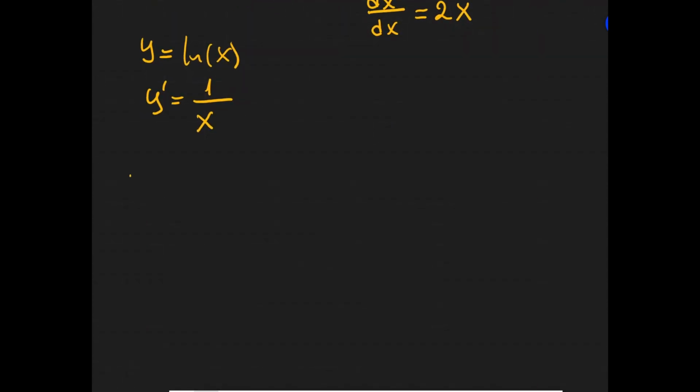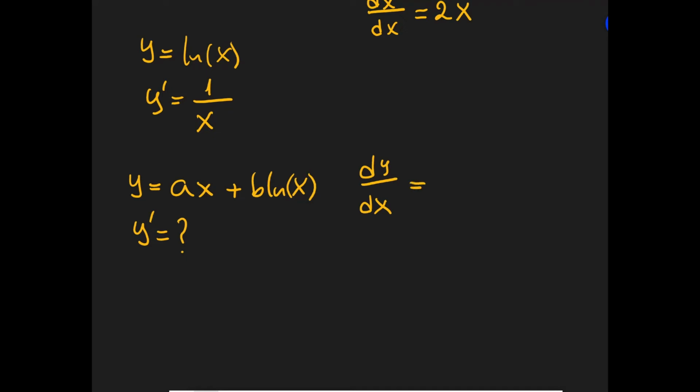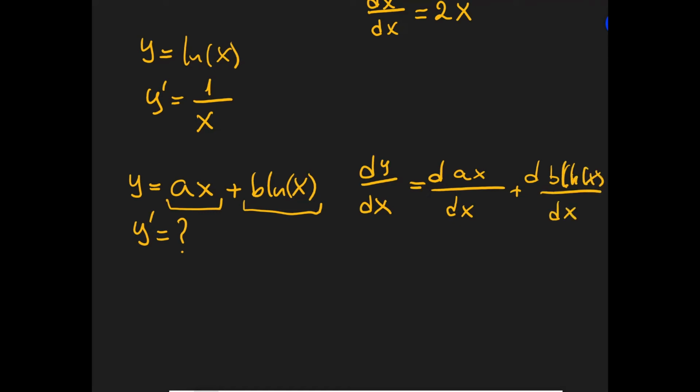Let's assume that you were told that a certain function looks like this. And now you should take the first difference of it. How would you do that? Well, if I just take the first derivative of y with respect to x, then basically I can just treat these added components individually. So we have the first derivative of a times x with respect to x plus the first derivative of b times the logarithm of x with respect to x.